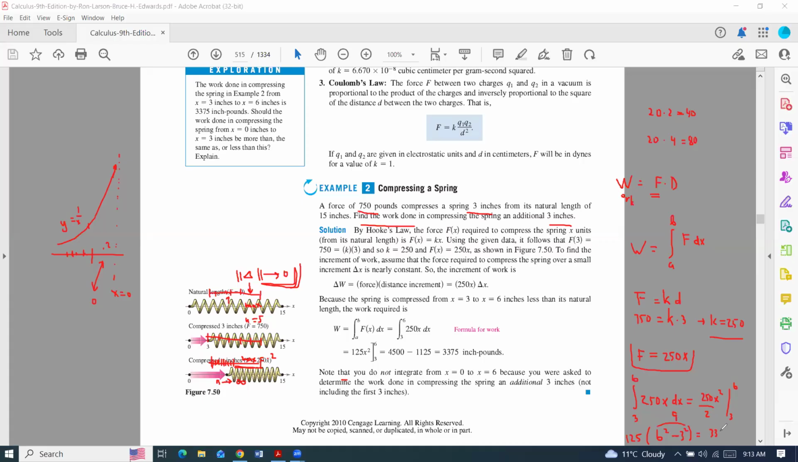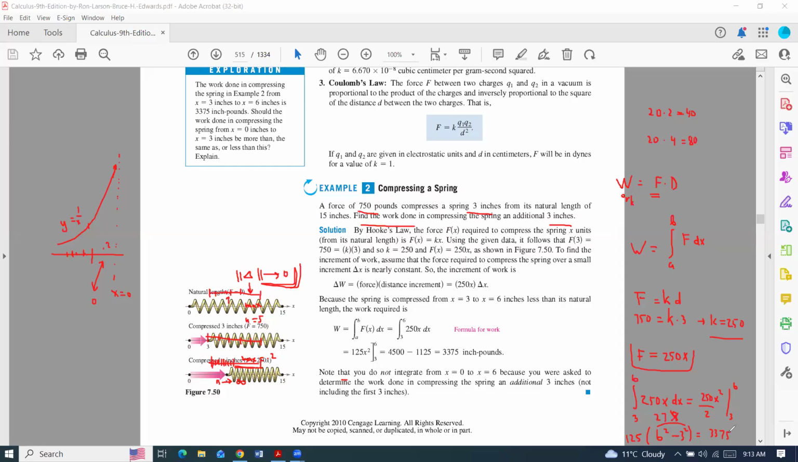Right. So that's x squared. I have 6 squared, 36 minus 9. No, 36 minus 9 is not 9. 36 minus 9 is going to be 27, right? So 27 times 125 is 3375. So I can put this in the calculator and get it.